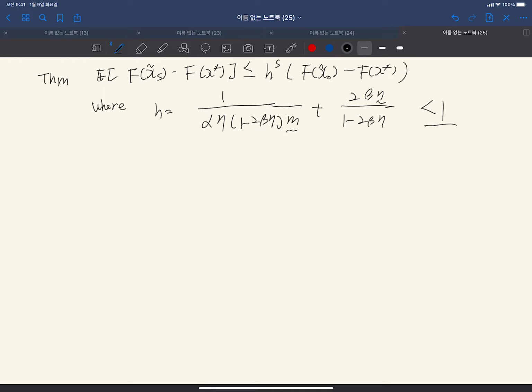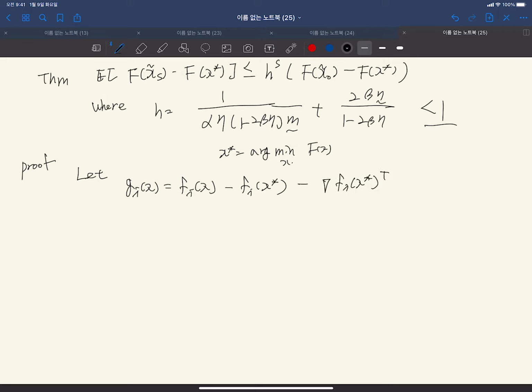Okay, then how to show this theorem? So let g_i(x) be equal to f_i(x) minus f_i(x star), minus gradient of f_i(x star) transpose (x minus x star). Here, of course, x star is the optimal point of the total function F, so x star is the argmin of F(x).